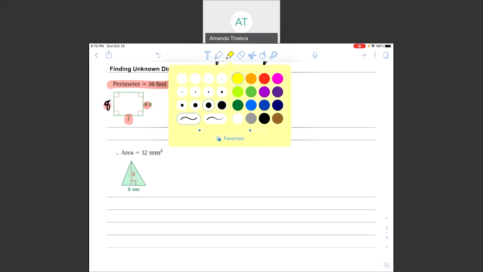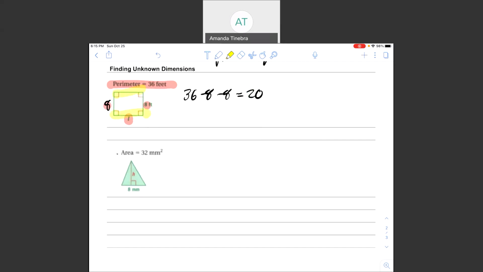That means this side and this side combined equals 20. I also know that they're the same. So I know that 2 times the length will equal 20. Well, that meant my length is just 10. I can go back and check this. If this is 10 and that's 10, and the other two sides are 8 and 8, well, 10 plus 10 is 20. 8 plus 8 is 16. 20 plus 16, 36. So I have a perimeter that works.